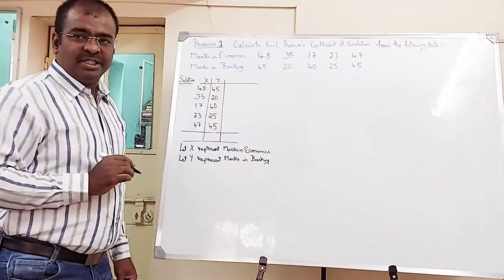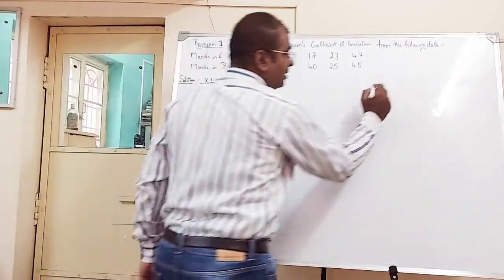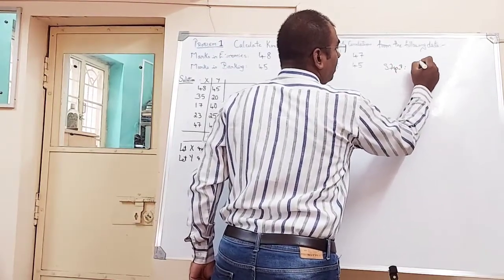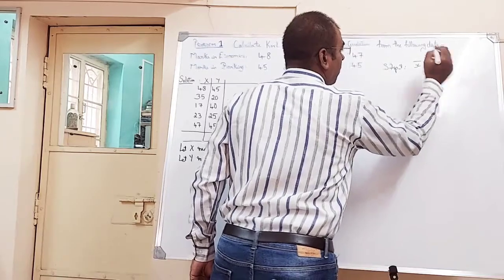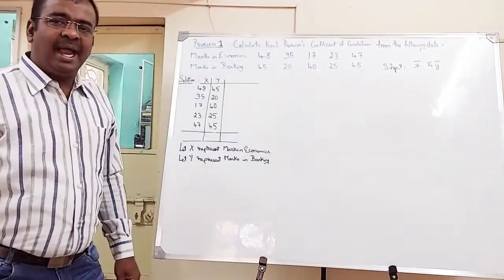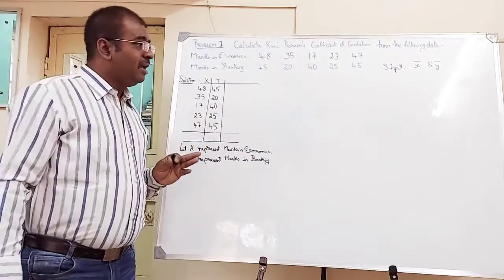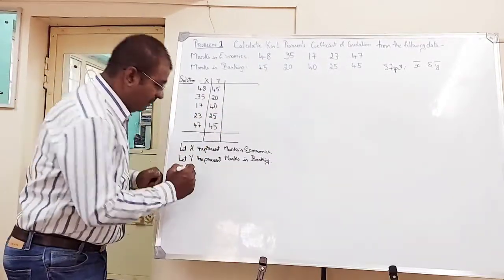I have just taken down the values here in your problem, x and y. So there are different steps in this problem. The first step, number 1, is to find out x bar and y bar. X bar and y bar are the averages of x and y. How do we find out x bar and y bar?